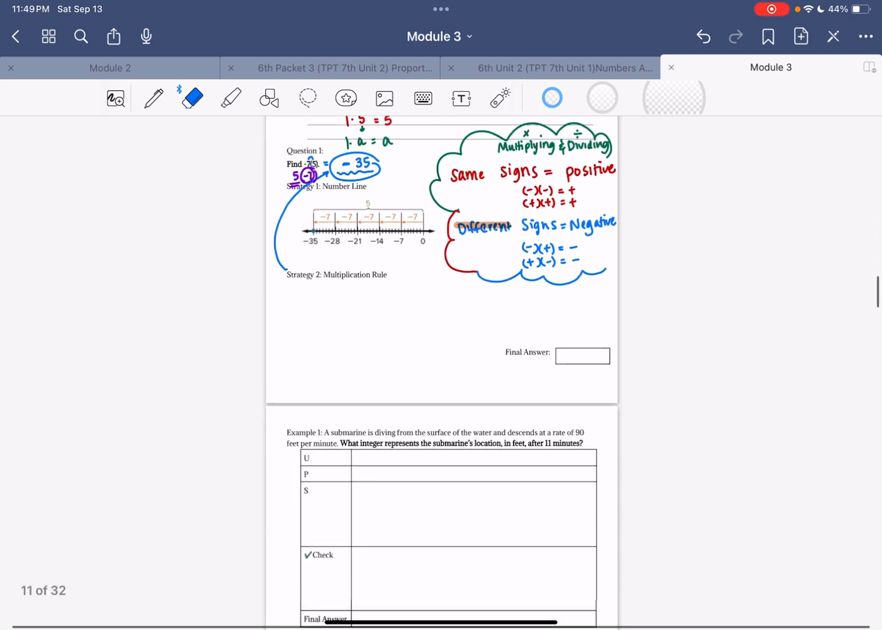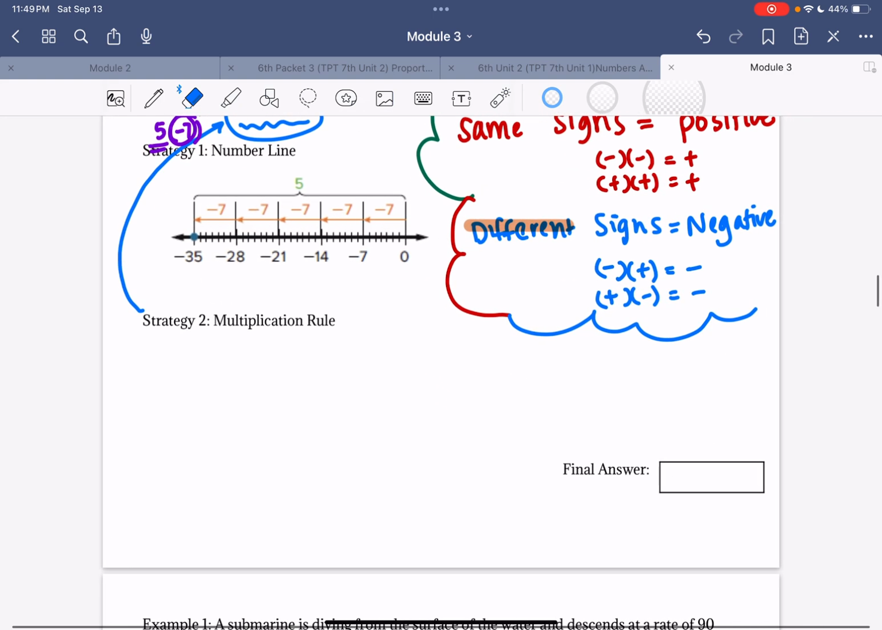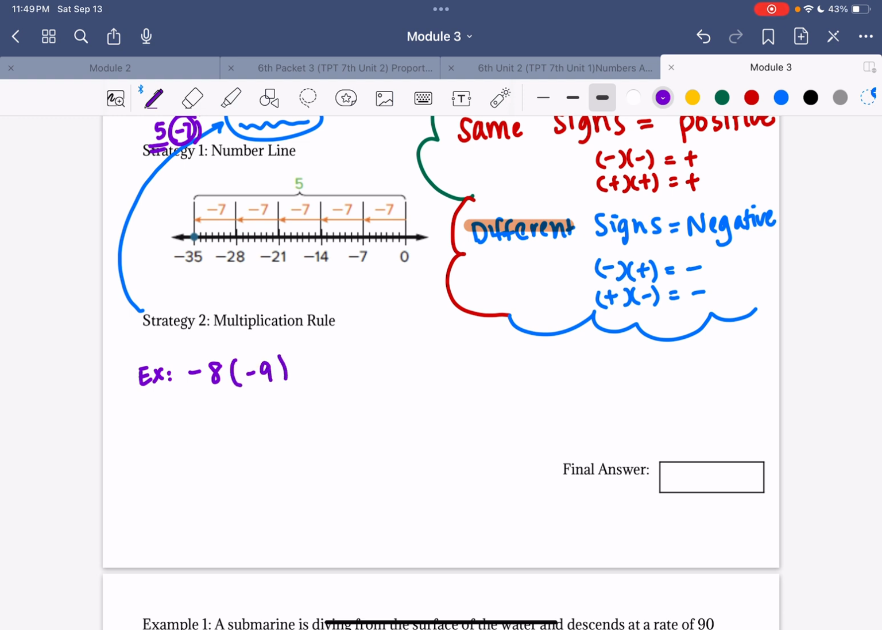And then let's go ahead and jump. I want you guys to do one example by yourself before you move on. So try negative 8 times negative 9. Go ahead and do it, and then unpause.